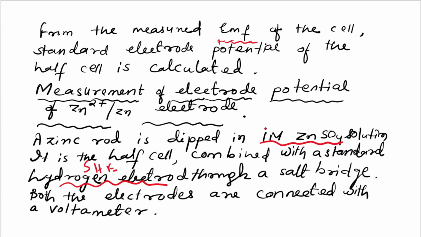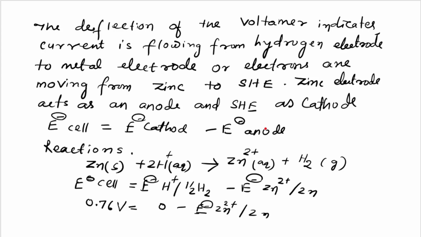And then we can see the deflection. When the current is produced, the deflection in the voltmeter indicates current is flowing. From what? From the hydrogen electrode, that is S.H.E., to the metal electrode, that is here zinc. Or you can say electrons are moving from zinc to S.H.E. Zinc electrode acts as anode and S.H.E. electrode as a cathode.